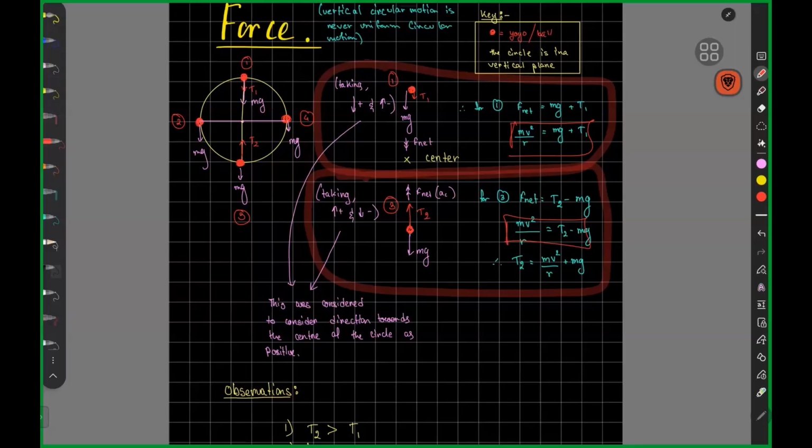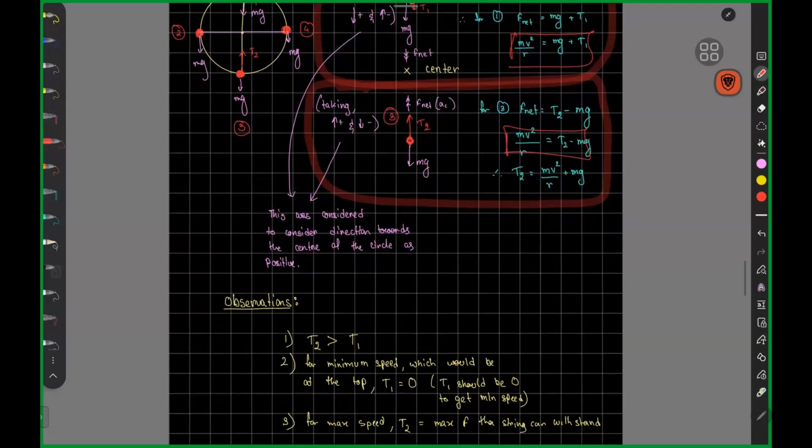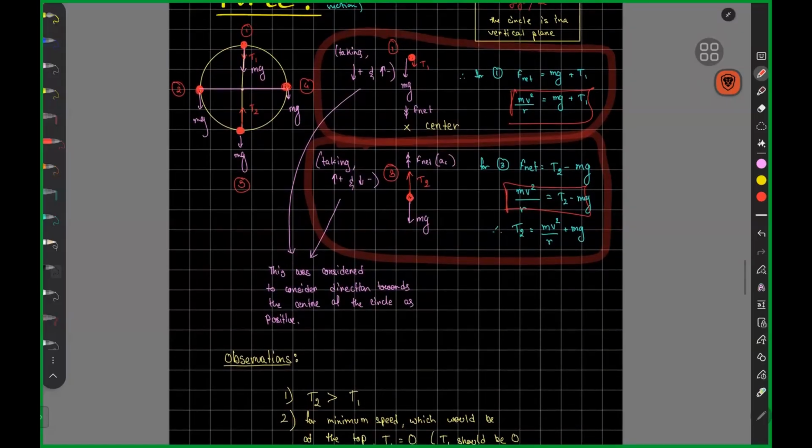And based off these two equations, I can say something. That is, in position one, my tension is less than in position three. And for you to register that better, I'm going to make tension the subject. In position one, let's see what happens: mv squared by r minus mg. And what happens in position three? My T2, or tension, is simply mv squared by r plus mg.